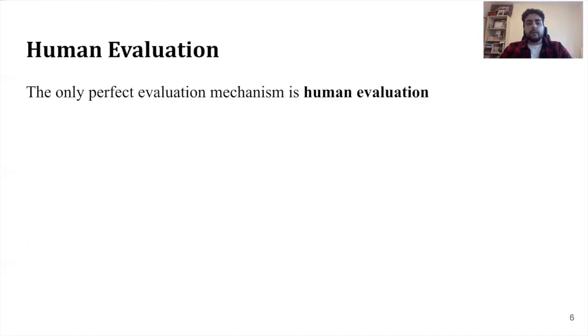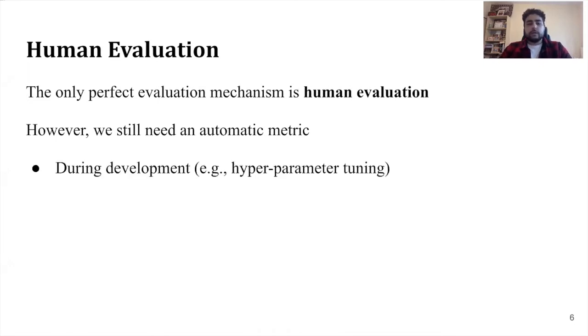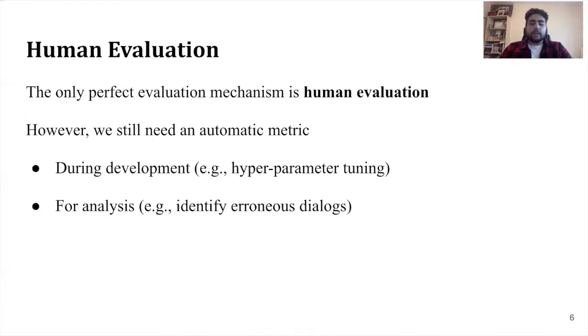One thing that I really want to emphasize here is that the only perfect evaluation mechanism is human evaluation. If you have a dialogue system and you really want to get a sense of its quality, you should be performing human evaluation. But human evaluation is both time-consuming and costly. And as such, there are certain scenarios where human evaluation is not feasible. This includes things like during development. For example, if we're doing hyperparameter tuning, it's infeasible to be consistently running human evaluation. For large-scale analysis, like if we want to identify erroneous dialogues, we need an automatic metric.